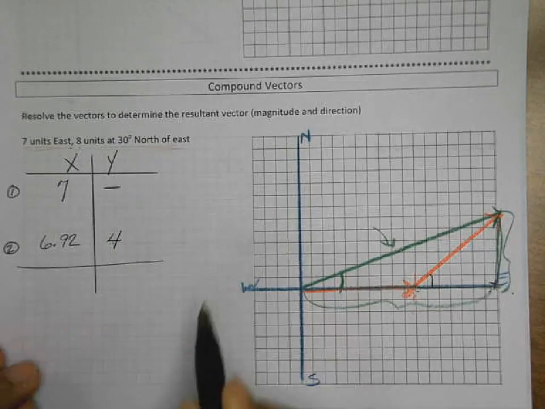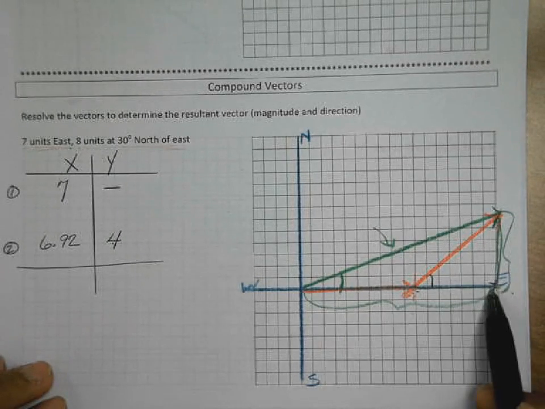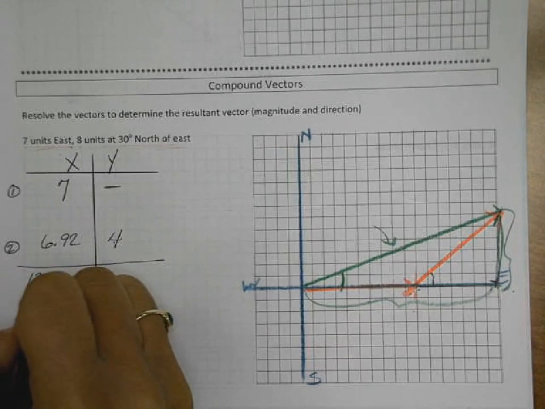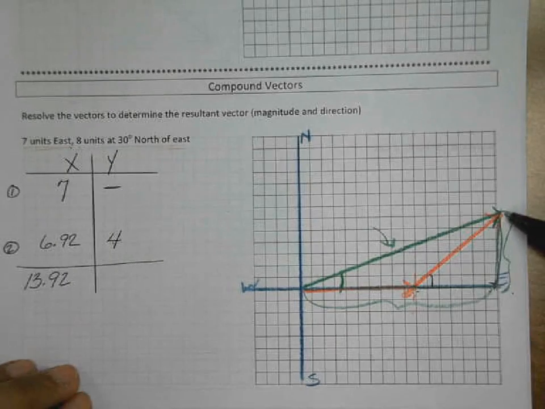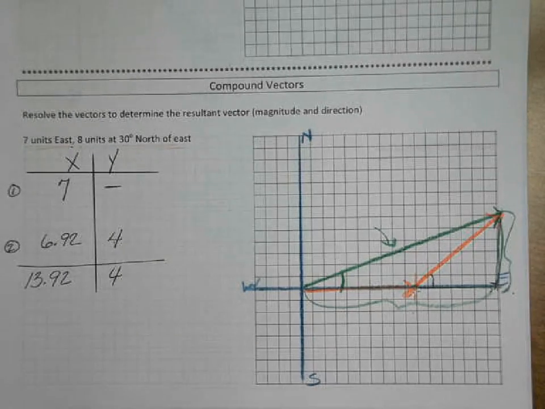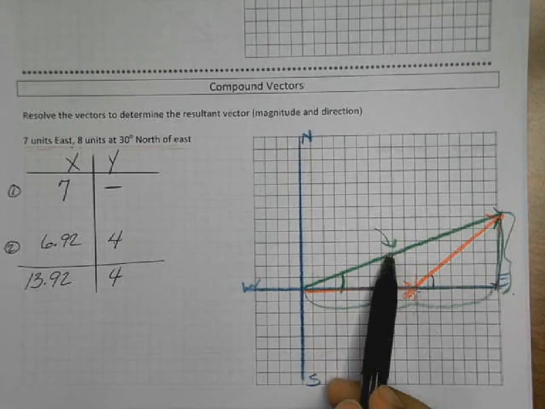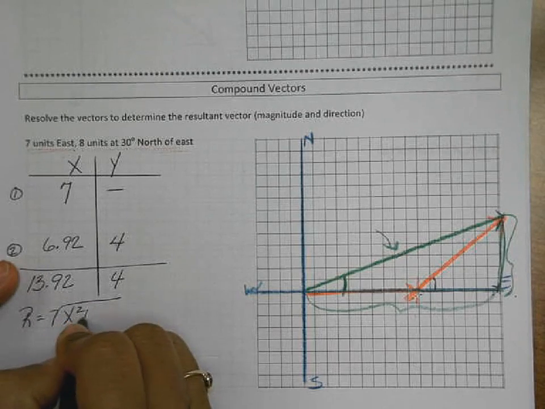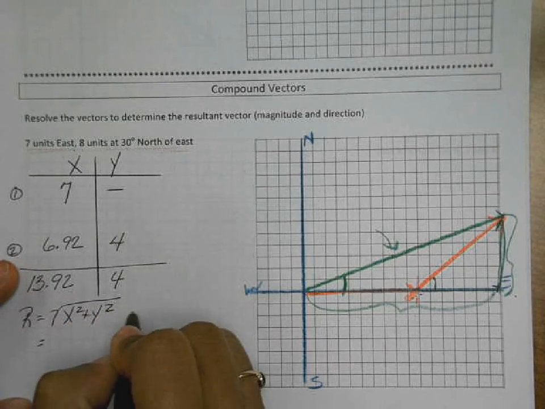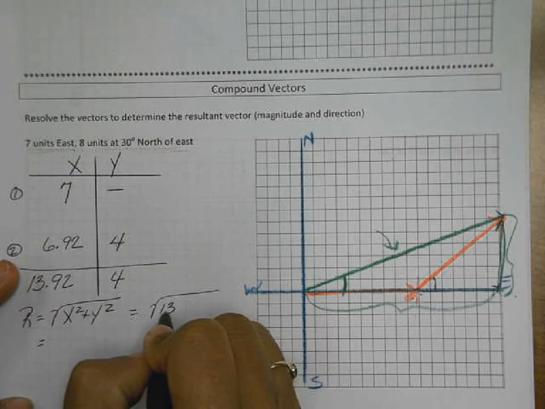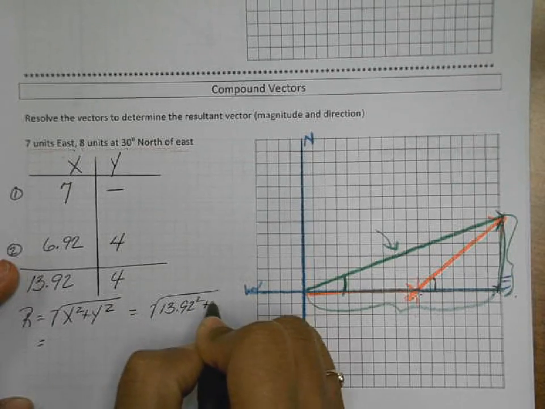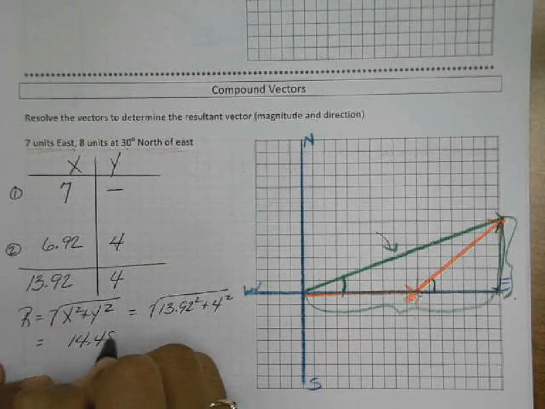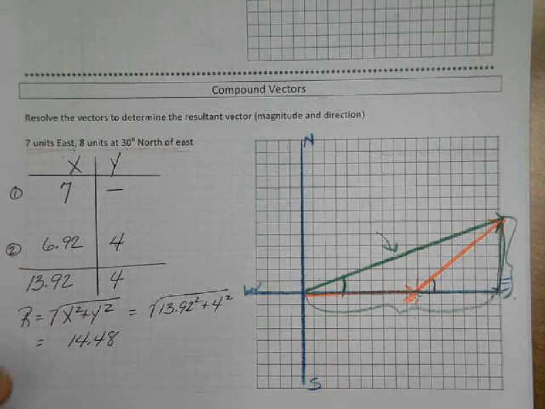Then we need to add them all up, because now I know this number, I know this number. I'm going to add them together to get that whole length, and you get 13.92. And then I know this number here, which is 4. Now I have the makings of my big right triangle. Well, getting this line is now easy, because r is the square root of x squared plus y squared, Pythagorean theorem. I plug in my numbers, square root of 13.92 squared plus 4 squared, and when all is said and done, you get 14.48.